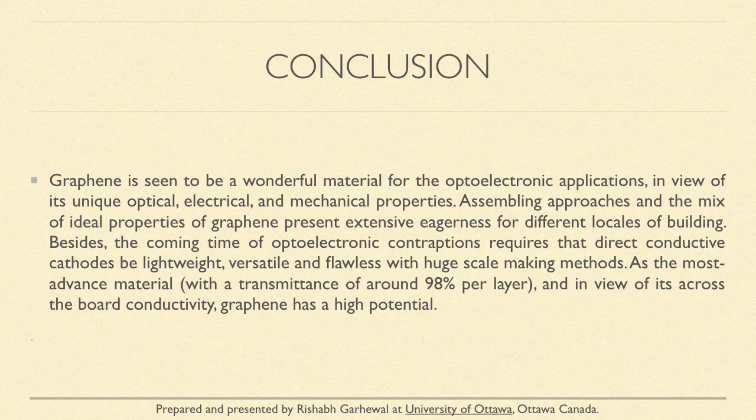Conclusion. Graphene is observed to be a magnificent material for optoelectronic applications because of its one-of-a-kind optical, electrical and mechanical properties. Manufacturing approaches and the blend of perfect properties of graphene present expansive enthusiasm for various areas of engineering. Furthermore, the coming age of optoelectronic devices necessitates that transparent conductive electrodes be lightweight, adaptable, sturdy and perfect, with large-scale manufacturing techniques. As the most transparent material, with a transmittance of around 98% per layer, and because of its widespread conductivity, graphene has brilliant potential.